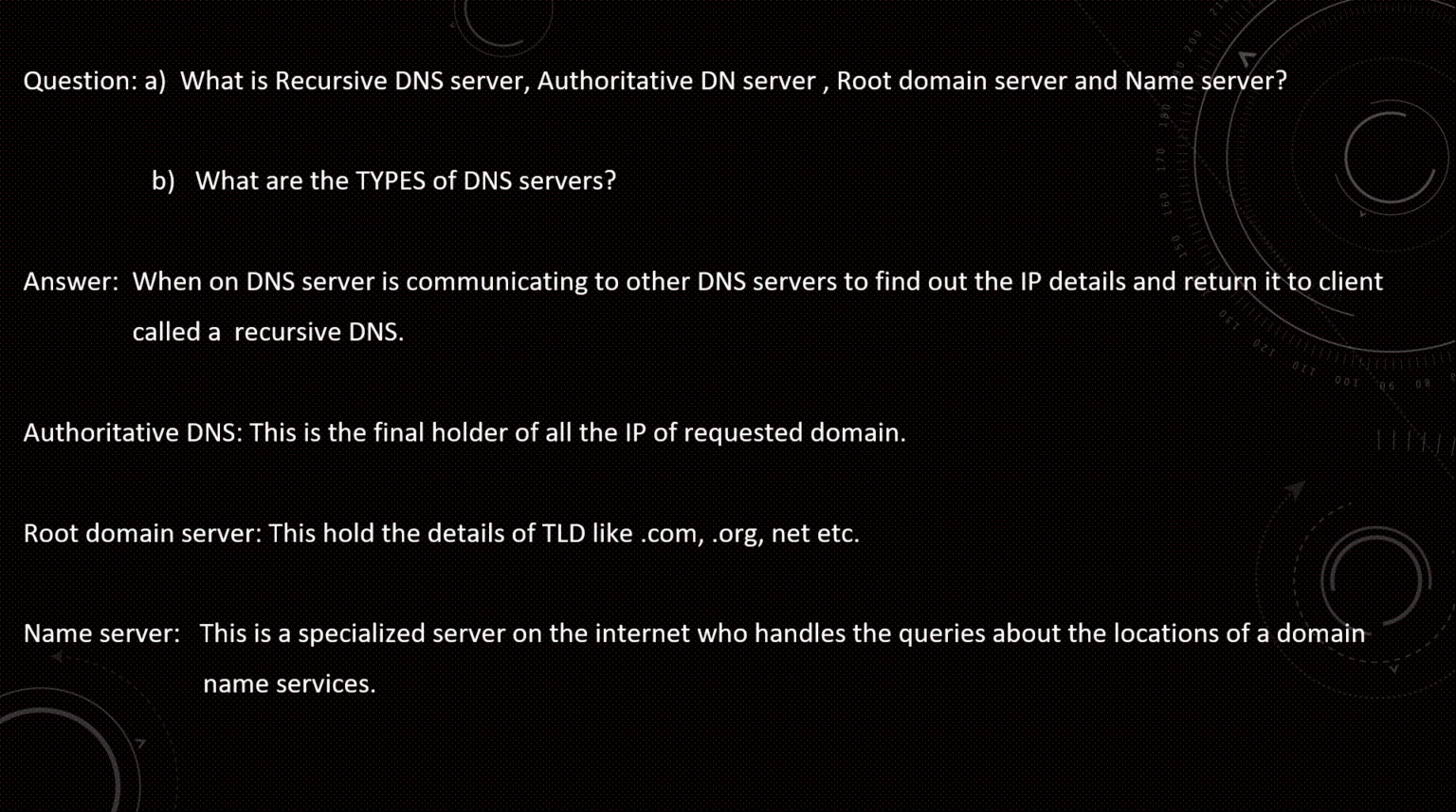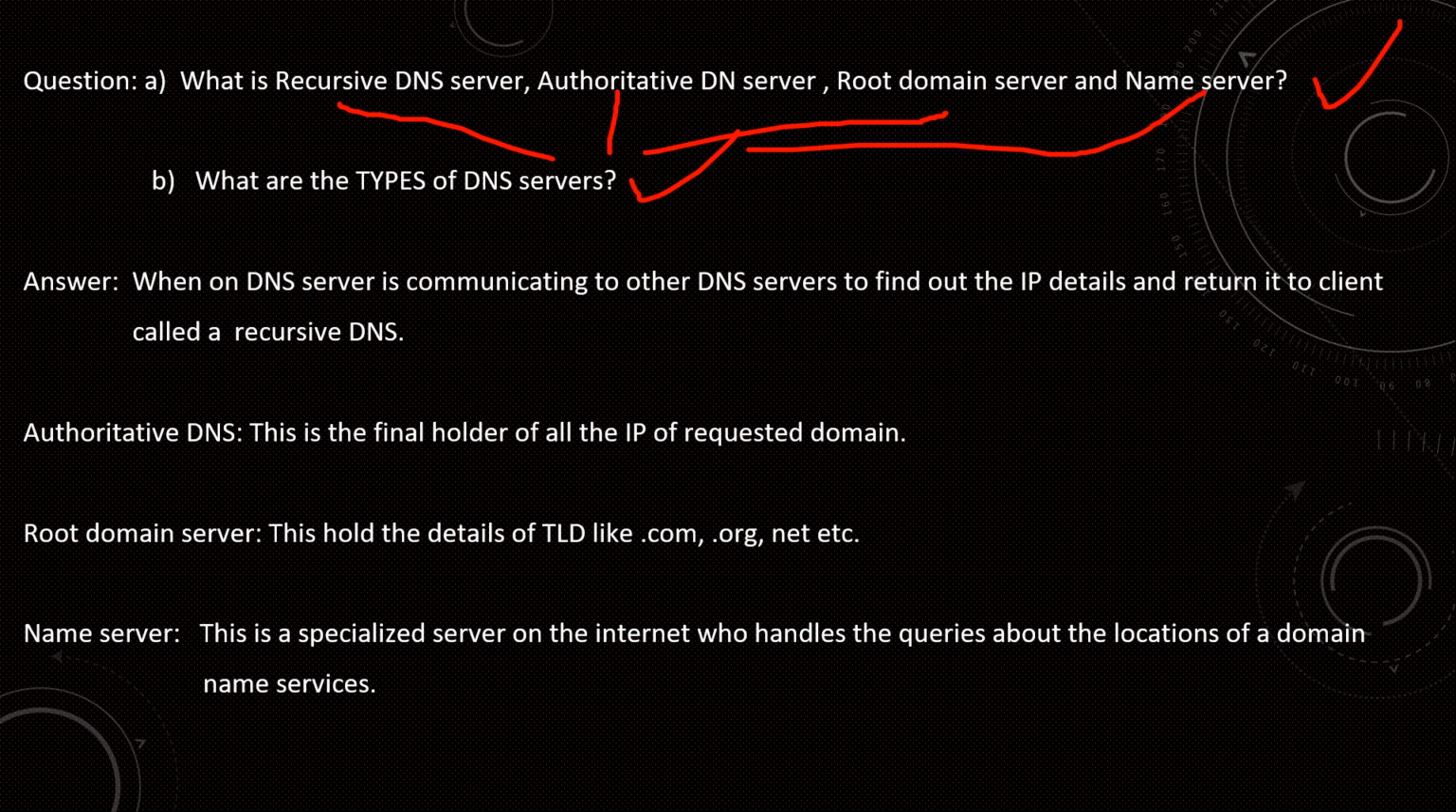Last question is, what is recursive DNS? What is authoritative DNS, right? What is root domain server, and what is name server? And this question will be asked again in a different way. For example, what are the types of DNS servers? So there are four kinds of servers. One which is asked in the question itself. Number one is recursive. Second one is authoritative, right? Third one is root domain server, and last is the name server.